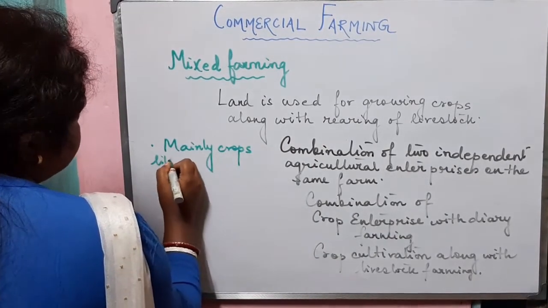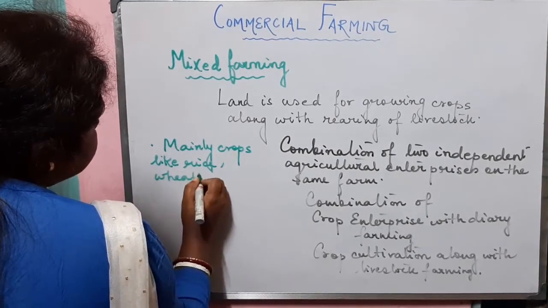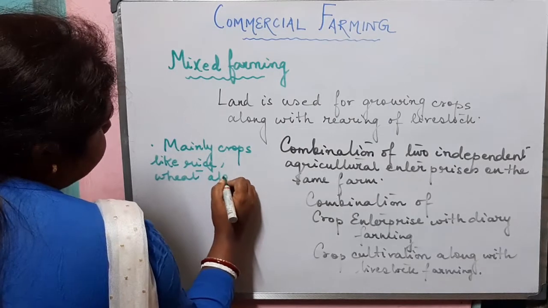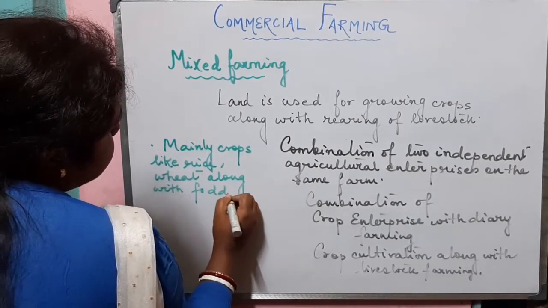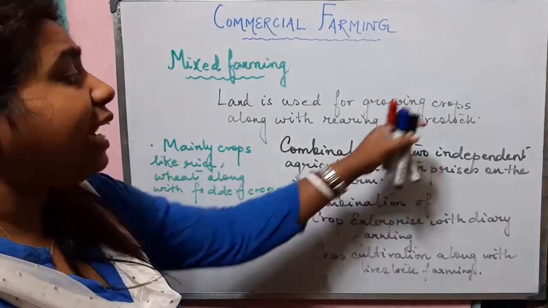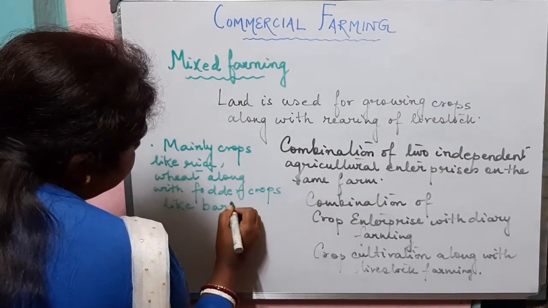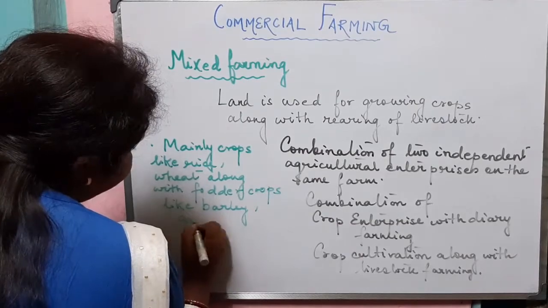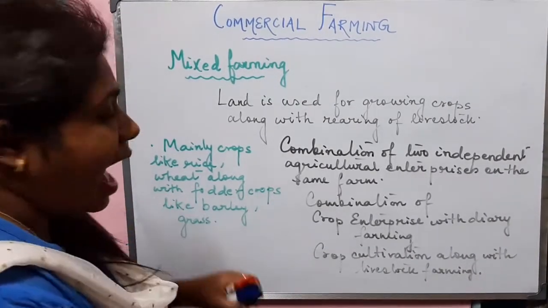crops like rice and wheat are grown along with fodder crops. That means the crops which are required to feed the livestock, like barley and grass. So here the main crops that are grown are rice and wheat along with fodder crops like barley and grass.